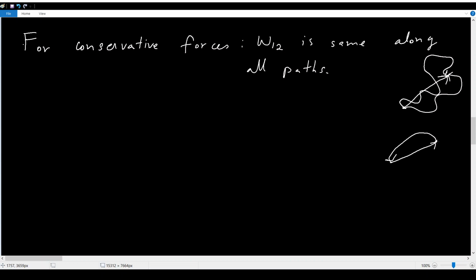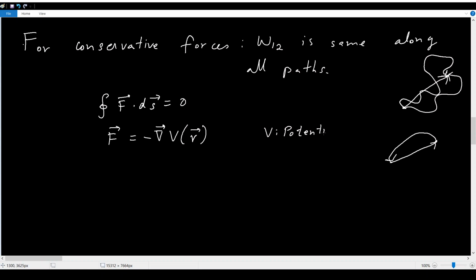So the work done doing this way is equal to the work done this way, but it's just in the negative direction. So the work done in a closed loop is obviously 0, right? So f dot ds in a closed loop has to be 0. And if you remember your vector calculus, then this means that the force is necessarily the gradient of some function of position. And we put in a negative sign by convention, and this function of position is called the potential, or the potential energy. So you can call it either one.